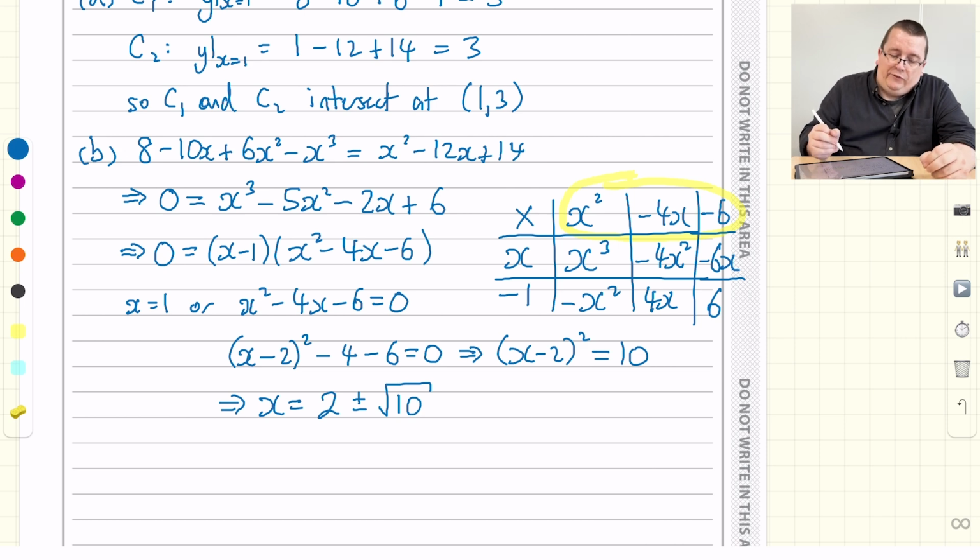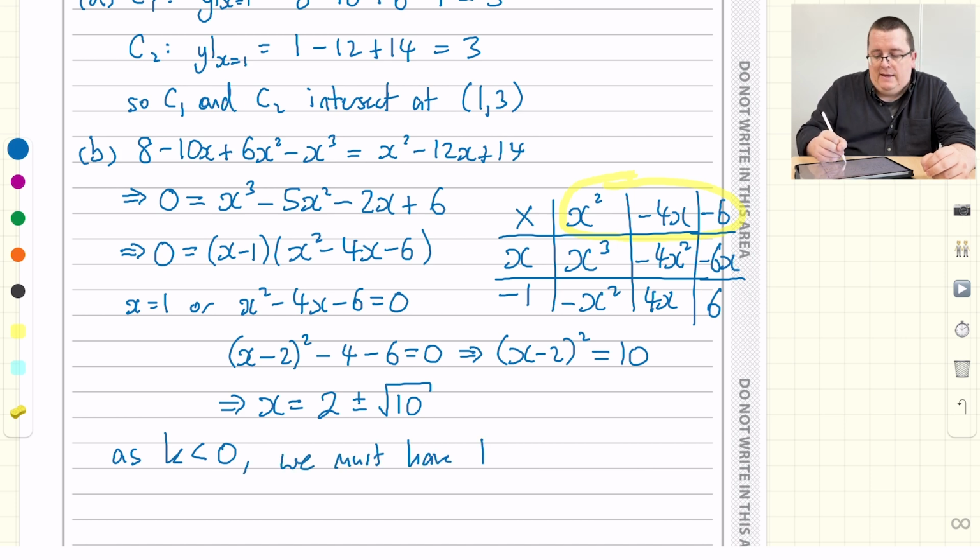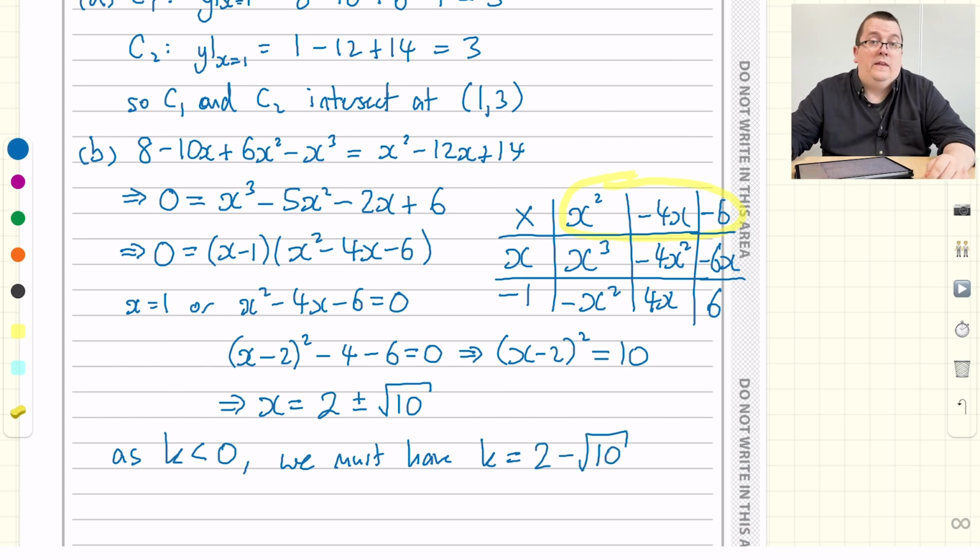But as k is less than 0, we must have the negative one of that. So k equals 2 take away root 10. And that's my answer. So this is question number 16.